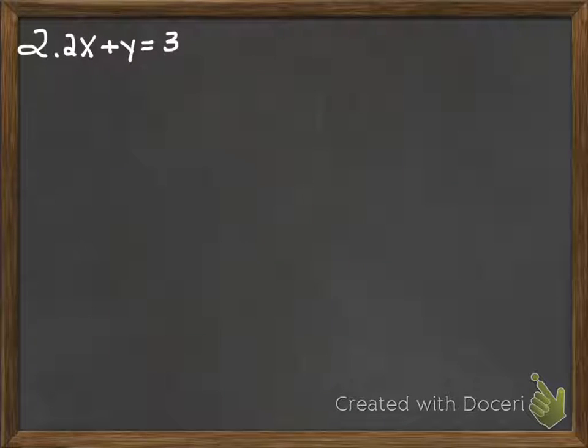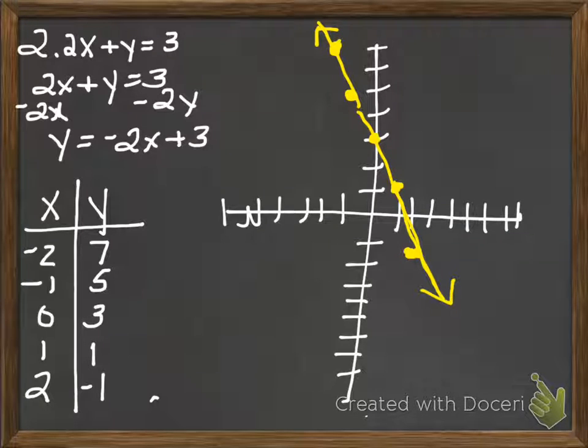All right, and then just one more equation for you to work on. It's going to be 2x plus y equals 3. Don't forget to do your input-output table and your graph. So go ahead and pause the video now, work it out, and then check back to see if you were accurate. All right, and here is the solution for the last problem.